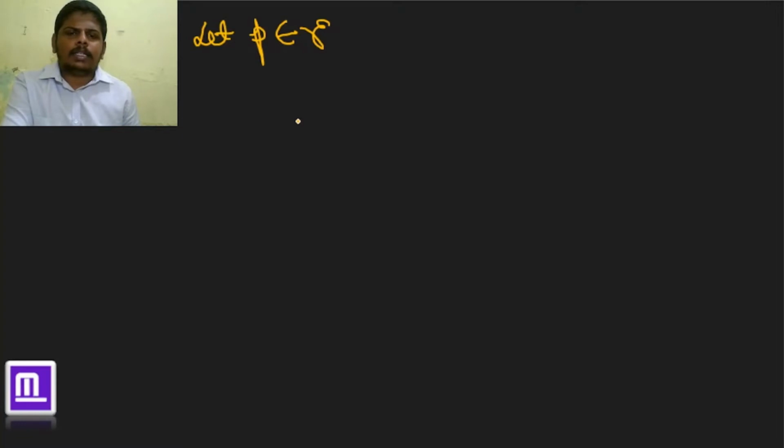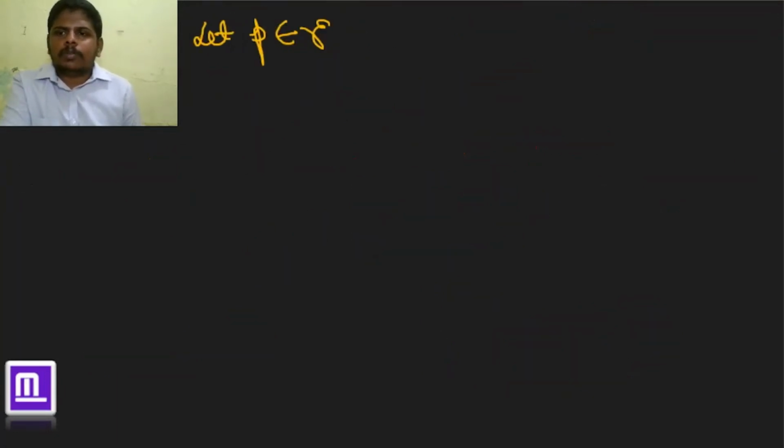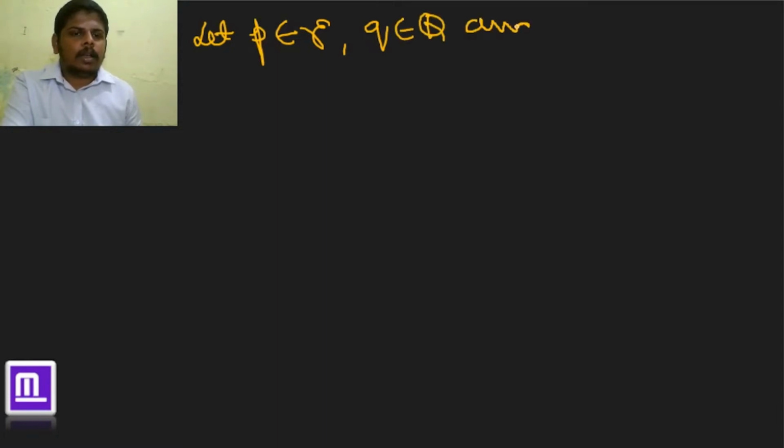Why is it a subset of rational numbers? It is again clear from here. You see, gamma is a subset of the rational numbers. So there is nothing much to deal with in this one. So I'm going directly. Along with that, let q be a rational number and q is less than p.